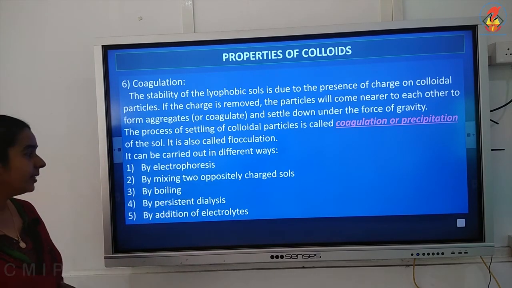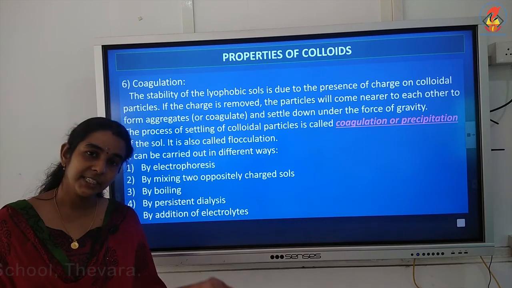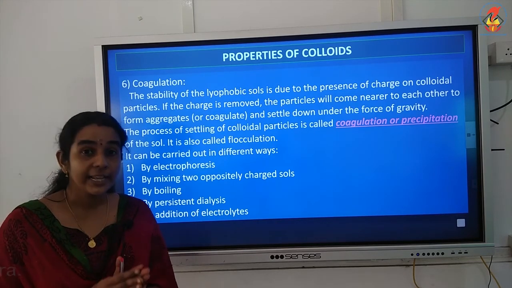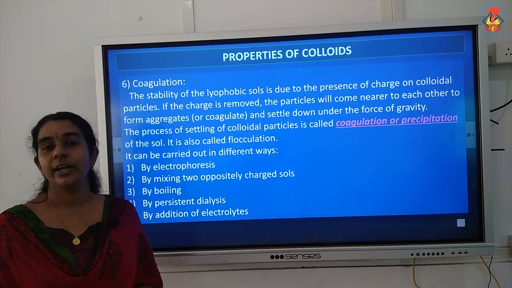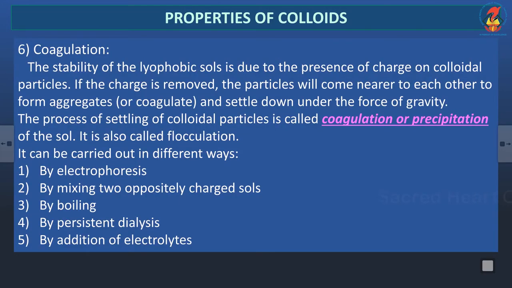And the second method is by mixing two oppositely charged sols. If we mix a negative colloid with a positive colloid, neutralization will take place, and coagulation or precipitation will occur. The next one is by boiling. What happens on boiling? Colloidal particles are charged particles due to the formation of the electrical double layer. So, if you boil a colloid, these layers will be disturbed, so the charge will be removed.